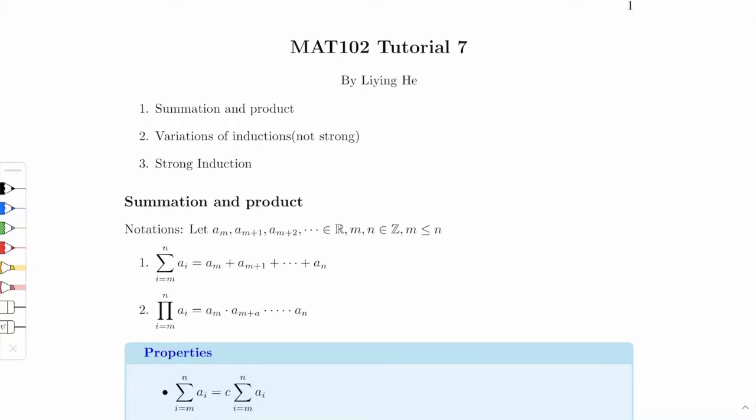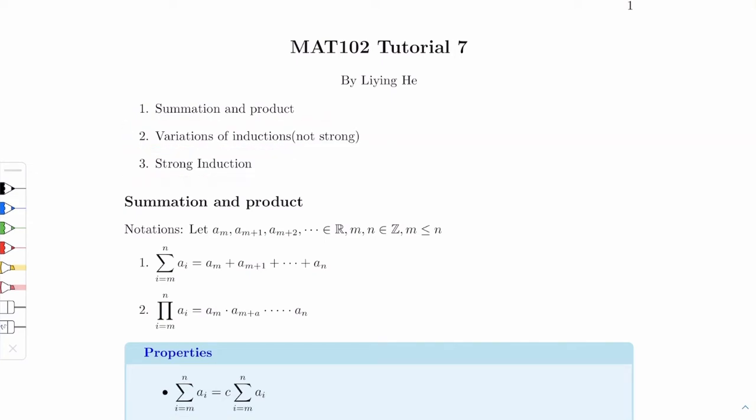Hello, in this video we will do 102 tutorial 7, and in this tutorial we have 3 different topics. The first one we'll talk about summation and product notation. Then we'll talk about variations of induction, not including strong induction. And finally we'll talk about strong induction.